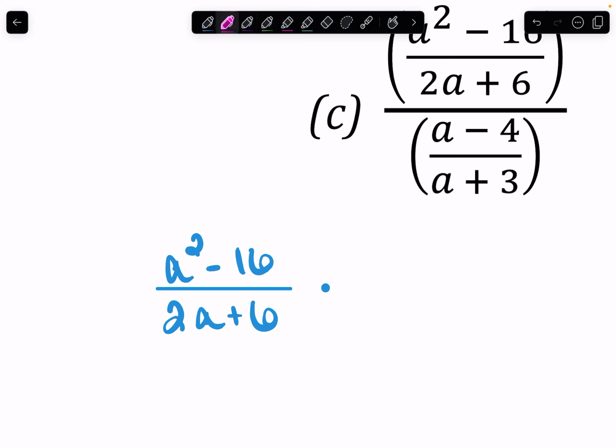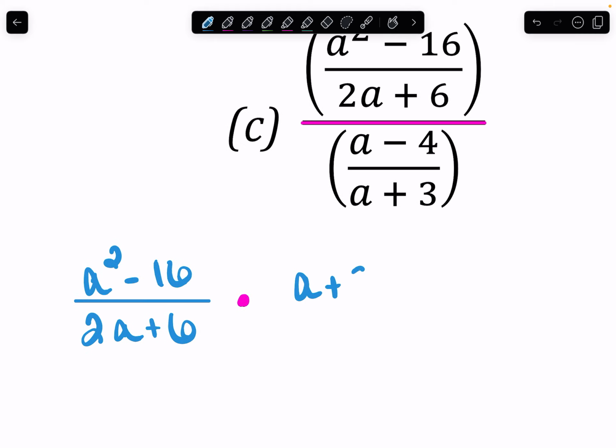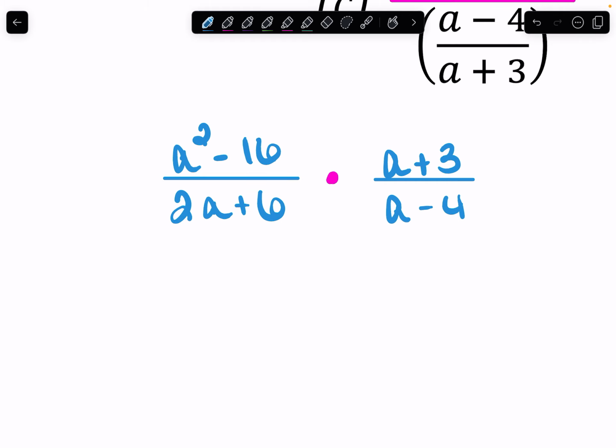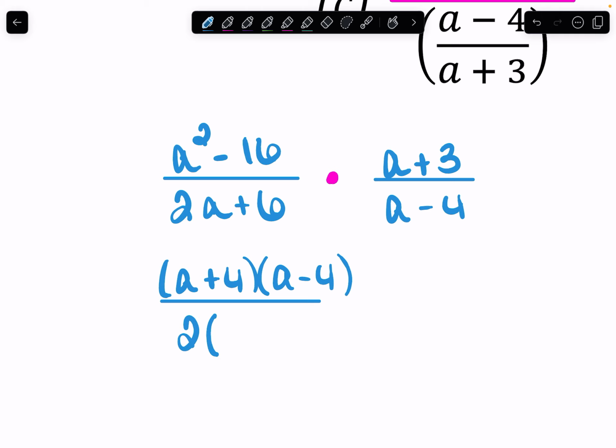Changing that main division bar here is what we are changing to multiplication. And then we flip the second fraction. So the a plus 3 is going up and the a minus 4 is going down. All right, factor everything. First numerator, difference of squares. a plus 4, a minus 4. First denominator, they have a 2 in common. So we take the 2 out. That leaves us with a plus 3.